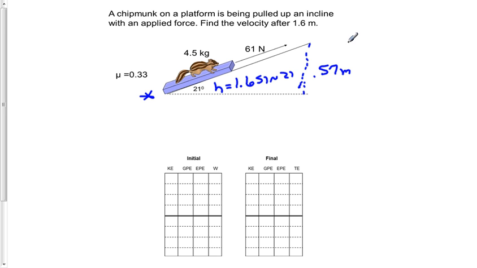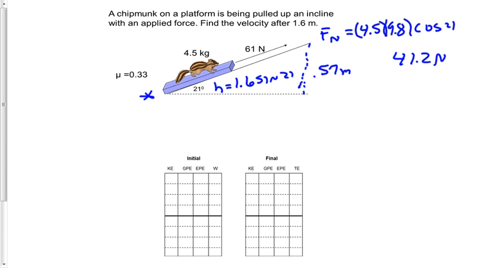And as always, the other thing we're trying to find is the force normal. That way we shorten our conservation of energy equation a little bit. Force normal on an incline is equal to mg cosine theta. So now I'll take 4.5 times 9.8 times the cosine of 21. And our force normal is 41.2 newtons.